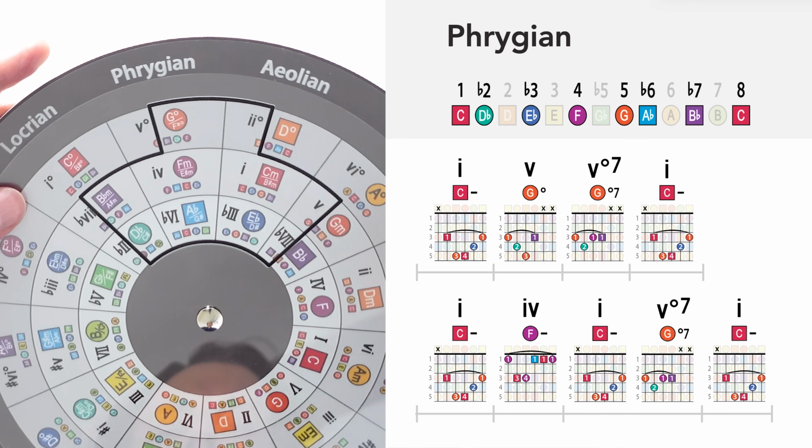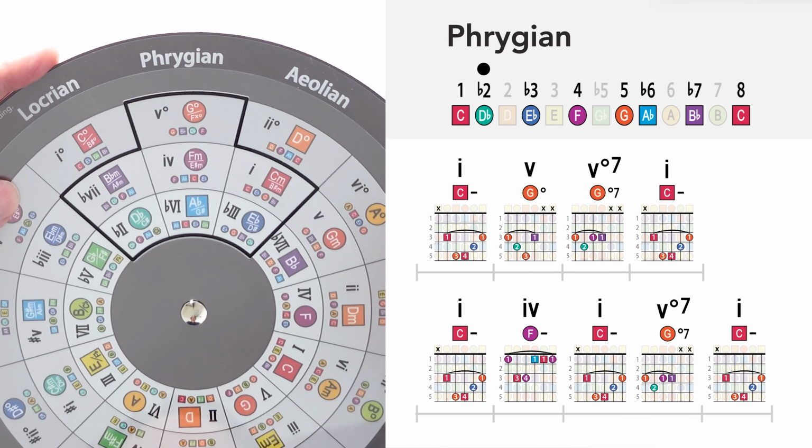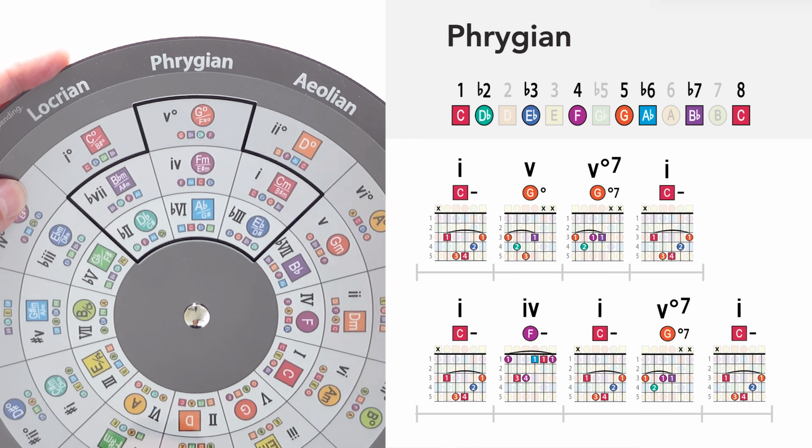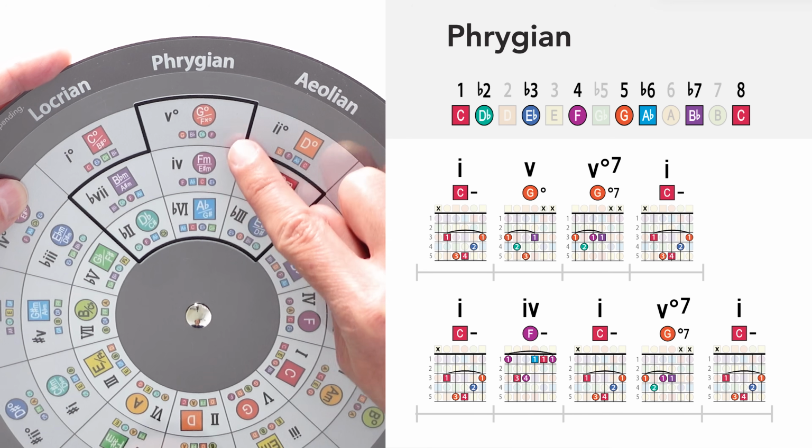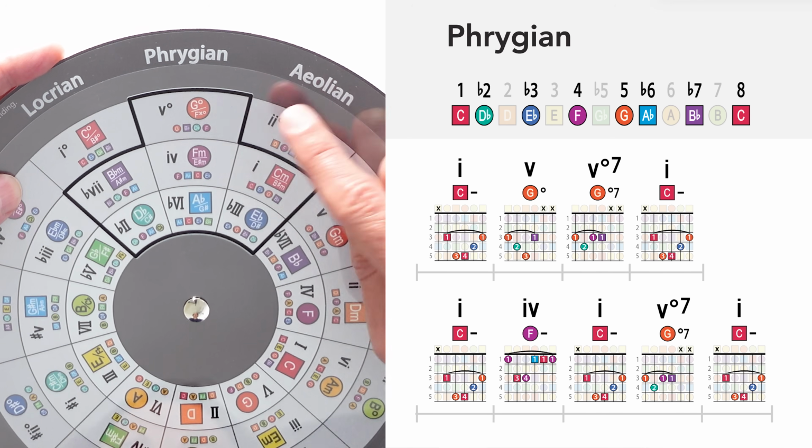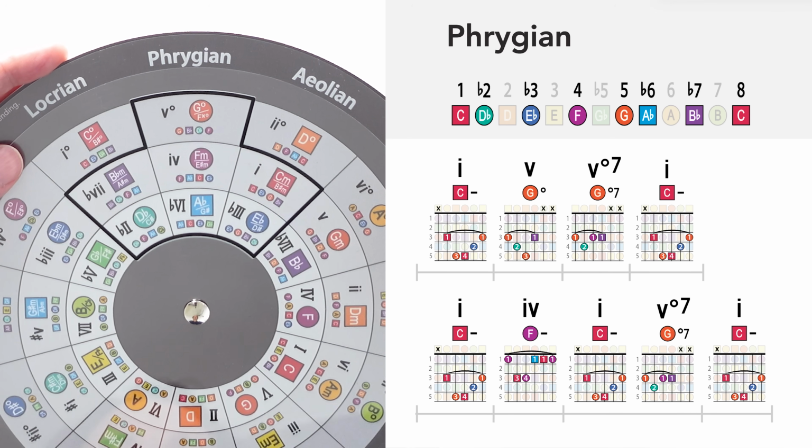Shifting into Phrygian, this mode sounds even darker with its flat 2 note. The pattern includes a minor 1, minor 4, and a diminished 5 chord, which adds more dissonance, giving it an eerie or edgy feel.